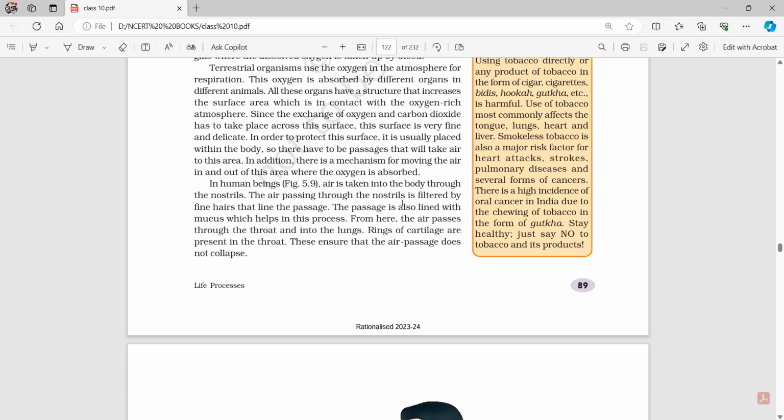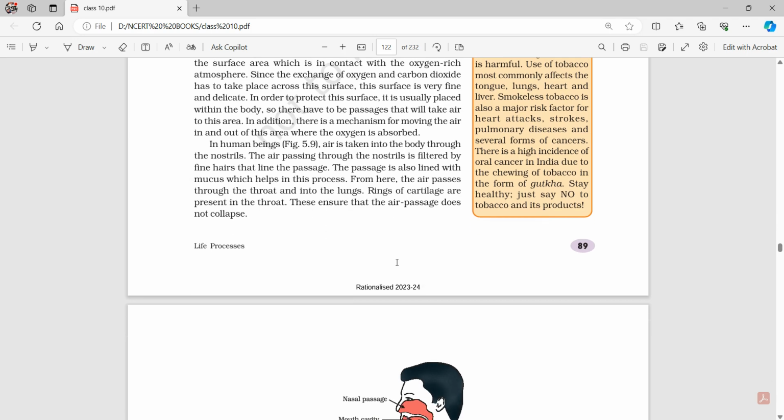In human beings, figure 5.9, air is taken into the body through the nostrils. The air passing through the nostrils is filtered by fine hair that lines the passage. The passage is also lined with mucus, which helps in this process. From here, the air passes through the throat into the lungs. Rings of cartilage are present in the throat. These ensure that the air passage does not collapse.